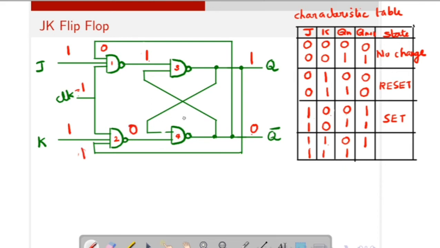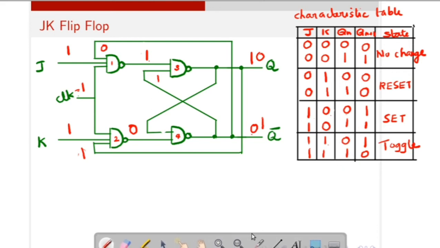So for the fourth NAND gate, one of the inputs is 0, so the output is 1. Then for the third NAND gate, both inputs are 1, so the output is 0. That means when J is equal to 1, K is equal to 1, and the present state is also 1, the next state is 0. That means when both inputs are 1, the next state is always the complement of the present state. So this is called a toggle condition. It is always the complement of the present state.